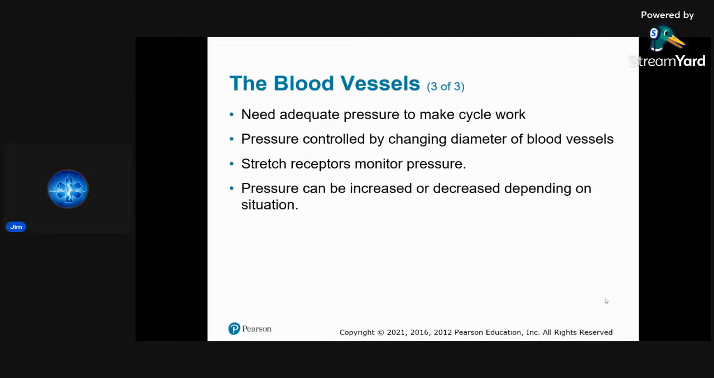It changes the diameter of blood vessels, so it will constrict, or make smaller, or it'll dilate and make bigger. So if our pressure is too low, it's going to constrict using a smooth muscle layer in your vessels, and they'll make that vessel smaller, which will in turn increase the pressure.